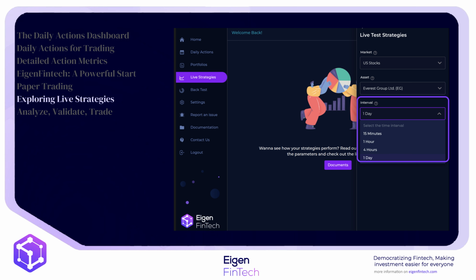Once selected, Eigenfintech presents analysis from up to 25 different strategies, showing you how different algorithmic approaches view that asset. You can sort these strategies to see which are most active and use the Show in Chart button to visualize their historical signals directly on the price chart.